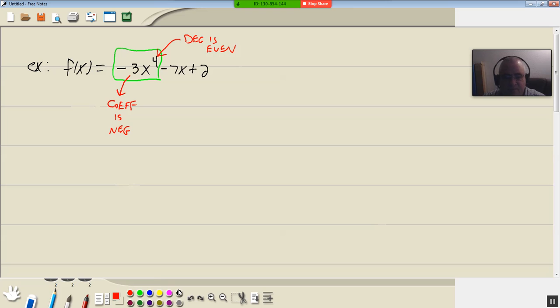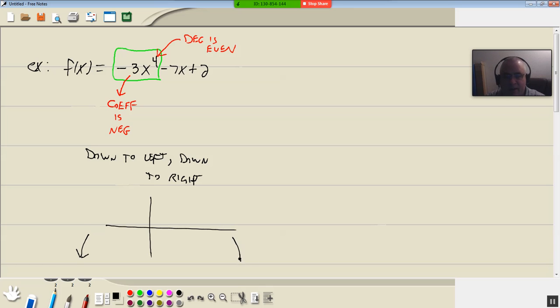So our answer, in terms of what's happening, is down to the left. You can read my writing, and it's down to the right. I don't know much else about this graph, but I do know as it goes clear to the left, it's going down. As it goes clear to the right, it's going down. Doesn't tell us anything about what's happening in the middle here. You can be doing a number of things in the middle. All we know is it's going down to the left, down to the right.